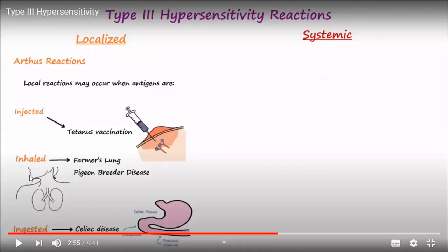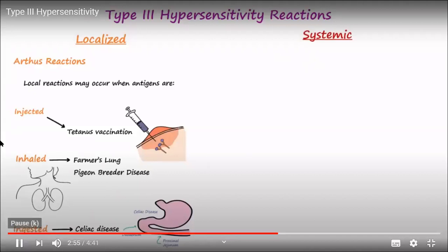Another disease condition they have discussed here. Let's see what is systemic. Arthus reaction is localized on the skin. Systemic, one example is called a serum reaction, where you provide external antibodies or antivenoms or antitoxins, and the body will respond.